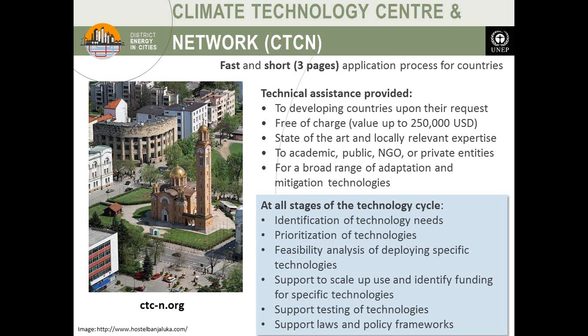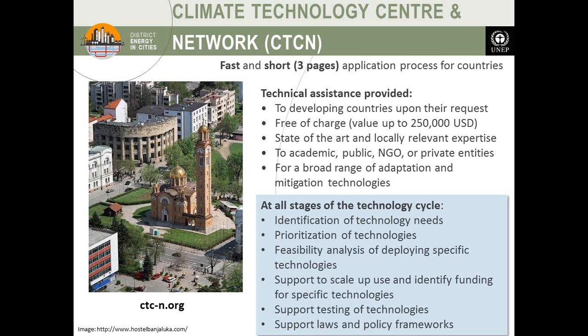Recently, we partnered with the Climate Technology Centre and Network, the CTCN, which is the operational arm of the UN Framework Convention on Climate Change, the UNFCCC, in order to, in the Bosnian city of Banja Luka, modernize its district heating system and save 80,000 tons of CO2 a year, as well as energy and water.